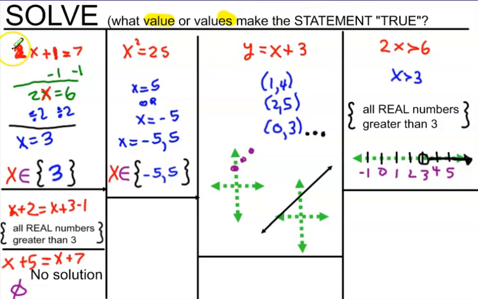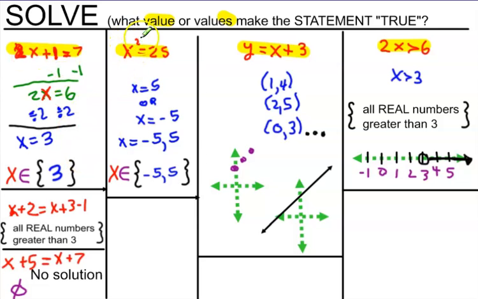Statements being things like 2x plus 1 equals 7, x squared equals 25, y equals x plus 3, 2x greater than 6. Probably have experienced this first type problem. The methods we can go over later. But the answer to this is 3, because if I replace the x with 3, I get a true statement.